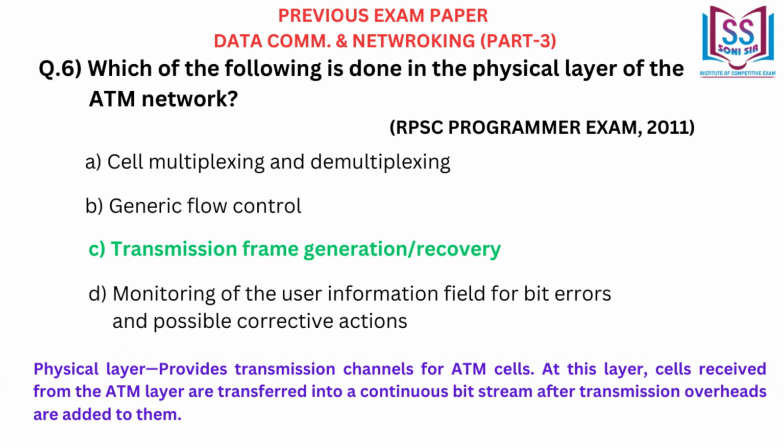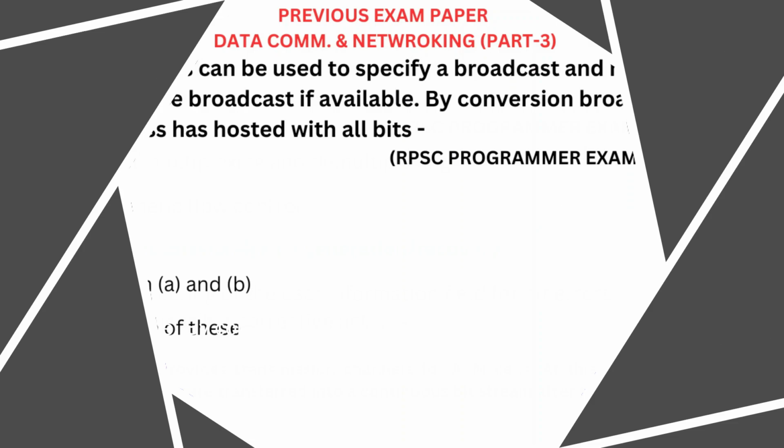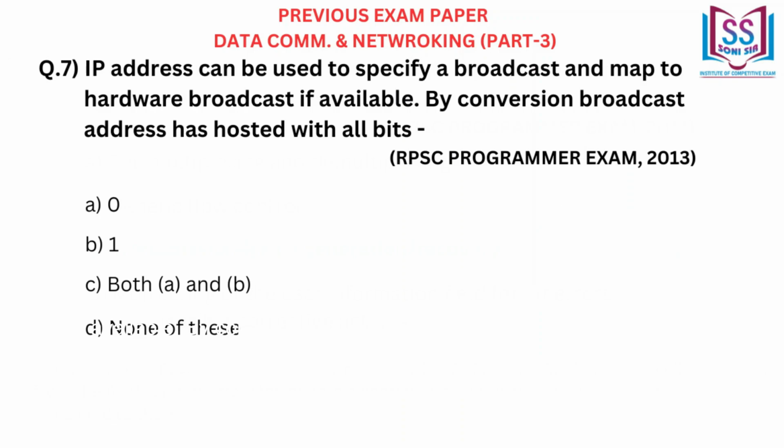Physical layer provides transmission channels for ATM cells. At this layer, cells received from the ATM layer are transferred into a continuous bit stream after transmission overheads are added to them.